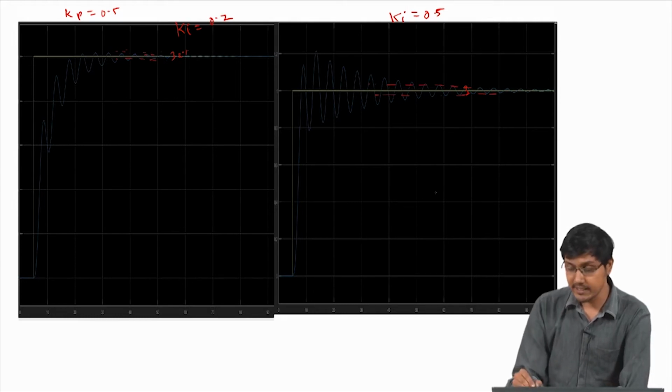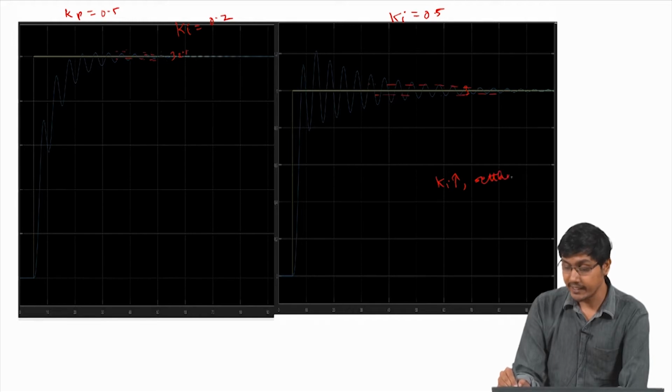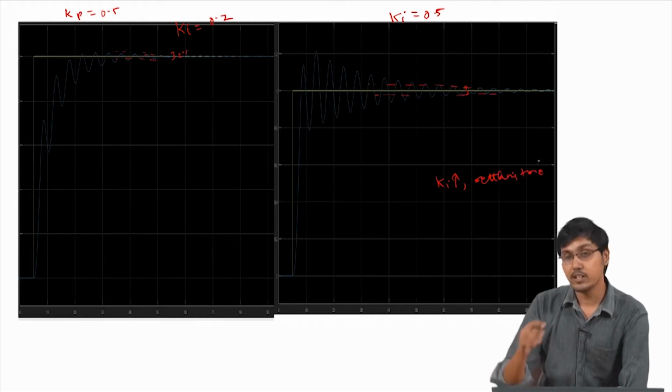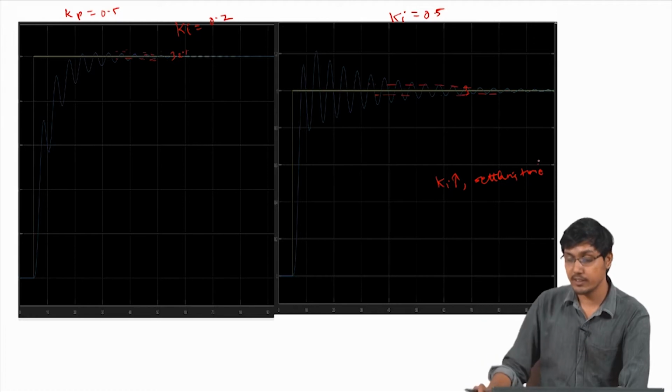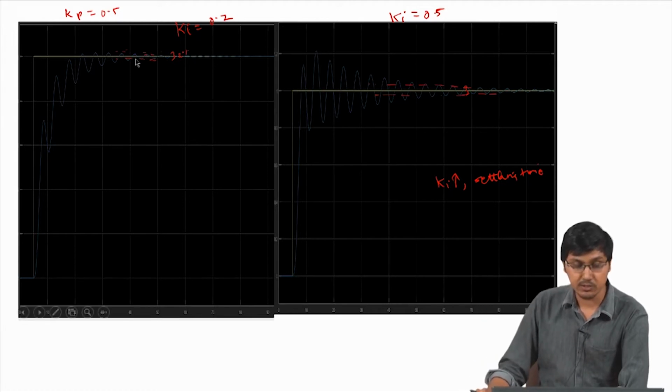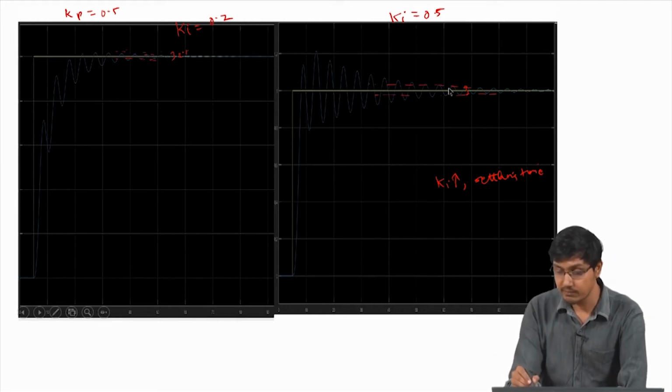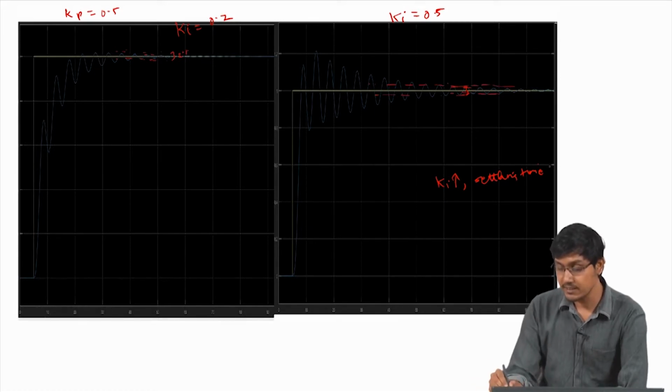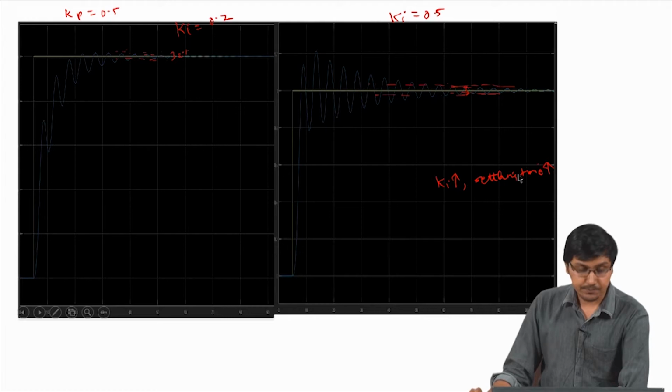So, when you increase Ki, settling time is actually getting higher. It takes longer for me to go and stay within a particular range. It takes a longer time to go and stay within this, because here it goes outside of this range again. Here, probably somewhere here, it goes within this range and stays there. So, settling time increases when Ki increases.